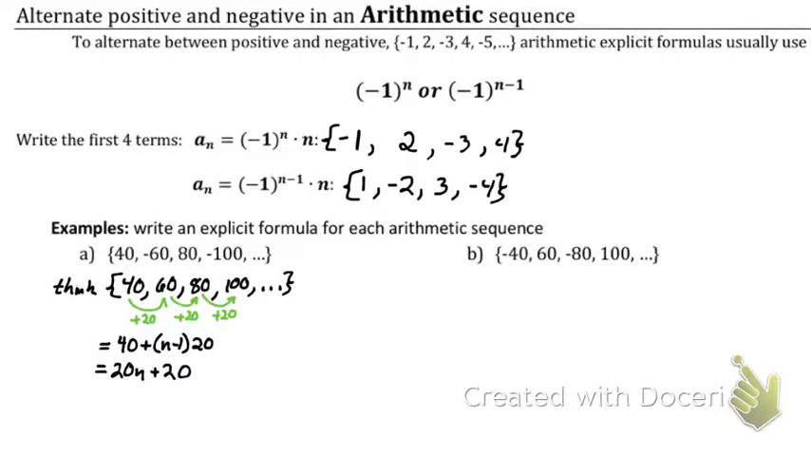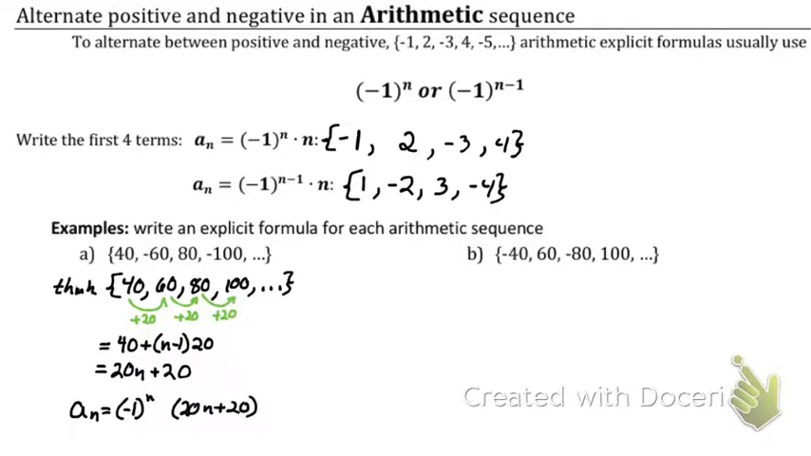I have to tackle this alternating between positive and negative. So that means I need to either use negative 1 to the nth or negative 1 to the n minus 1. So my equation has two possibilities. I'm going to start off with just trying negative 1 to the nth, and we're going to multiply that by 20n plus 20.